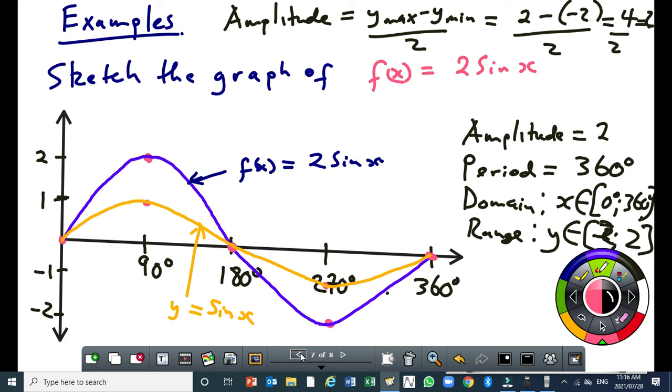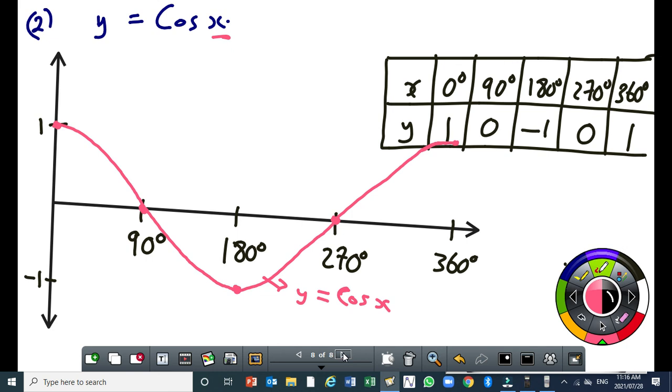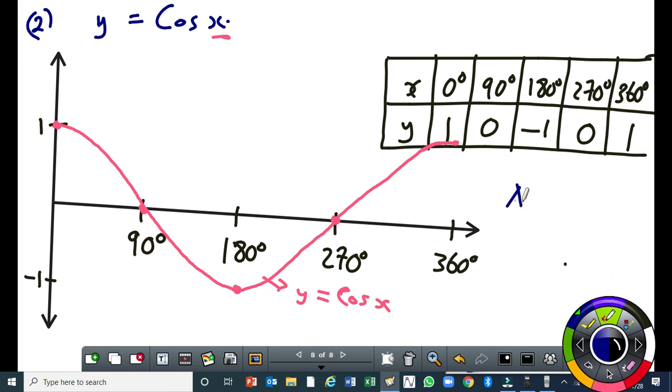The good thing is, all the properties that we wrote here for sine are also applicable for cosine. So let's just write the properties. I don't have space there. Let me squeeze it here. So the amplitude of this graph is also 1. The coefficient of cos x is a positive 1, therefore amplitude is 1. Or you can do a calculation. The maximum value of y is 1, minimum value of y is minus 1. 1 minus minus 1 gives you 2. 2 divided by 2 will give you 1.